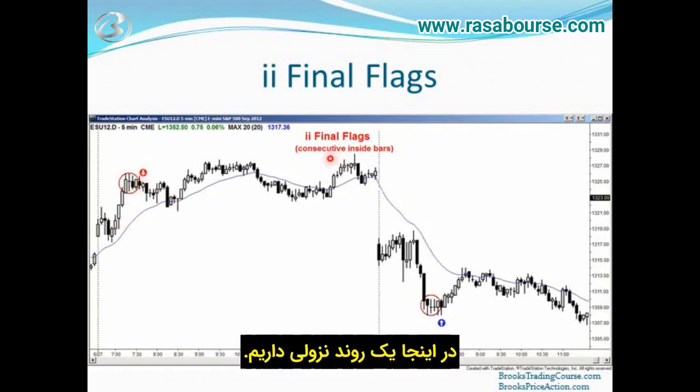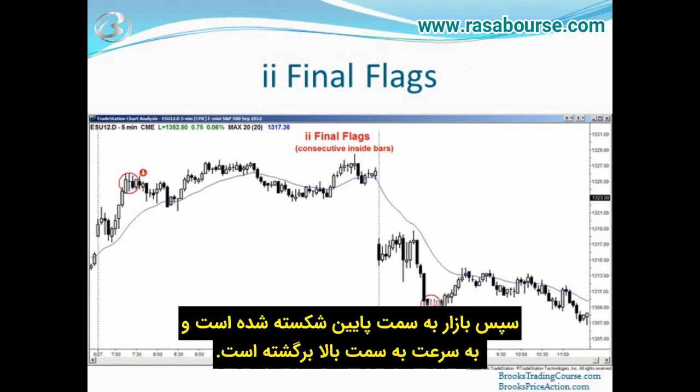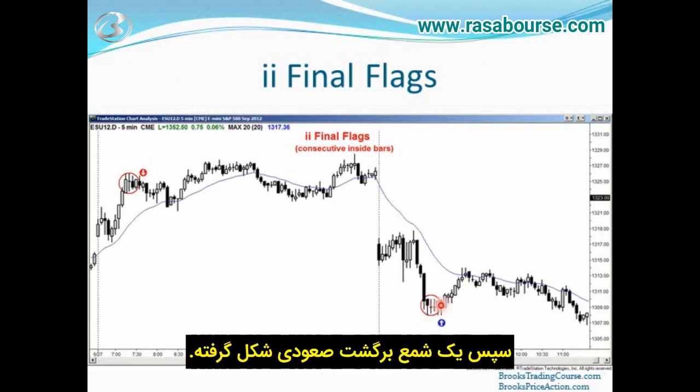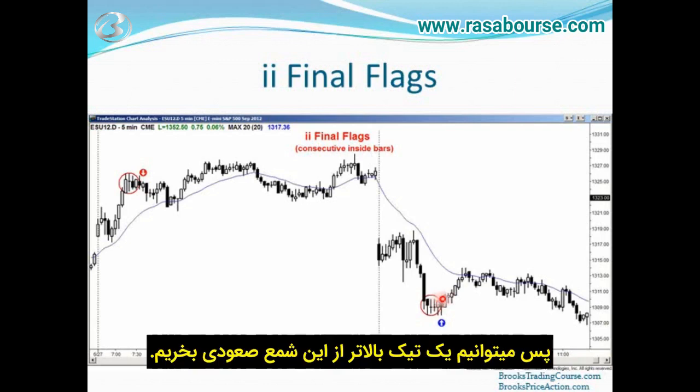Here we have a bear trend, a pretty significant bear trend, and then we have 2 doji bars, the first one being inside this bar, and then the second one being inside the first. So it's an II pattern, potential final flag. The market broke to the downside and immediately reversed up, and it had a bull reversal bar. So it's a reasonable long 1 tick above the high of this bull bar.